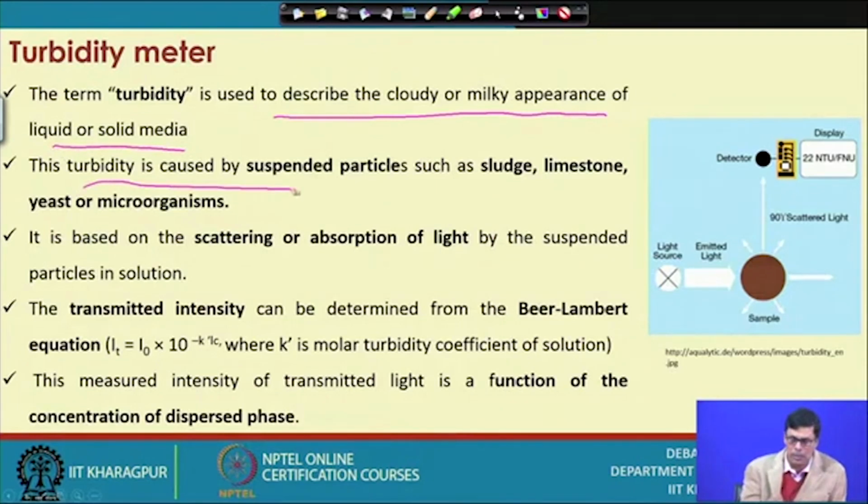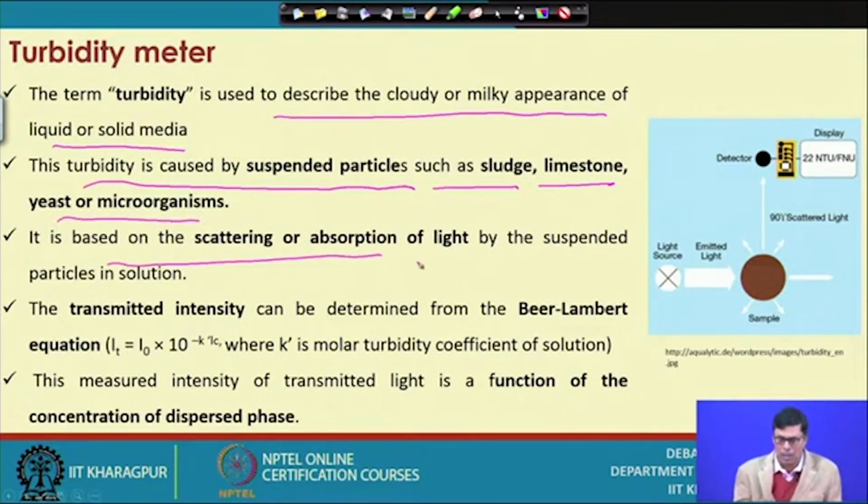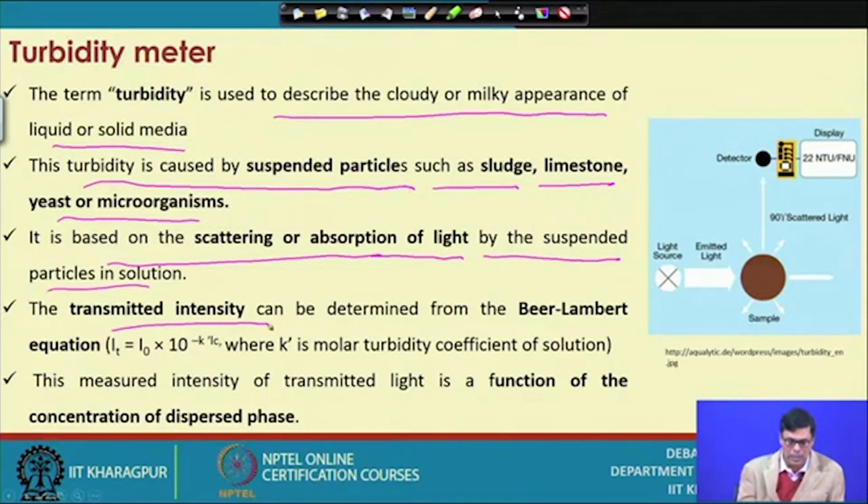This turbidity is caused by suspension of particles like sludge, limestone, yeast or microorganisms. It is based on scattering or absorption of light by the suspended particles. The transmitted intensity can be determined by the Beer-Lambert equation, IT equals I0 into 10 to the power minus k into Lc, where k is the molar turbidity coefficient of the solution.